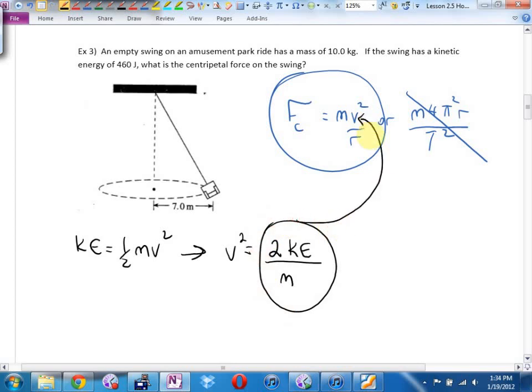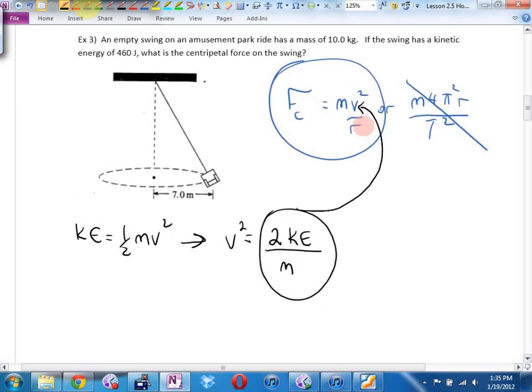I've been on these rides before. Have you? The craziest way? I'm curious what's going on. So I'm going to get this. The centripetal force, FC, is equal to M over R, and then V squared is 2 KE over M.